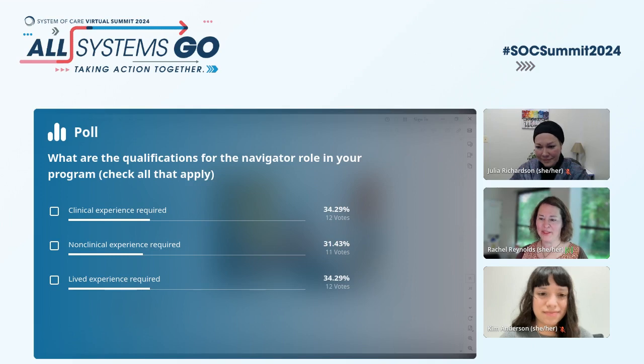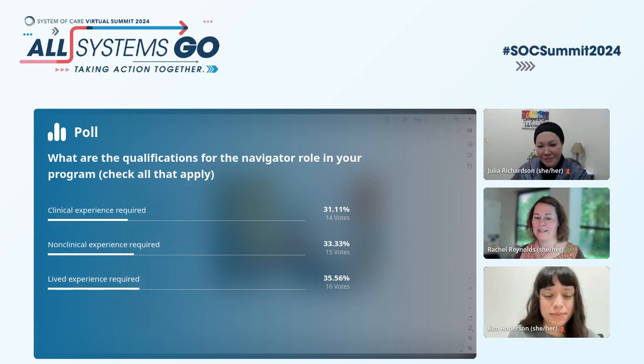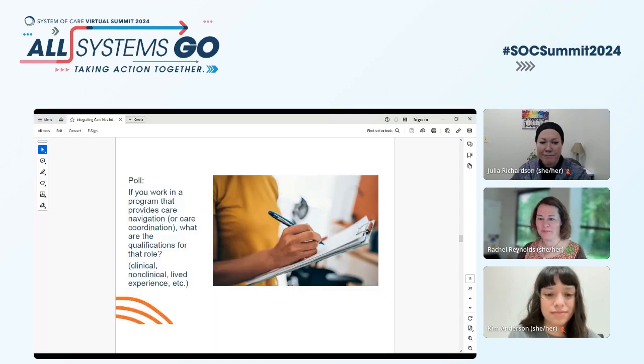And wow, all three areas are kind of running neck and neck. I know it's a check all that apply, but it's almost 30-some percent across the board with everything. So I think that's really exciting how much especially lived experience and non-clinical experience is valued. And I think that leads really well into the next part where we're going to talk a little bit more about the experiences of our navigators and how we've seen this work in our program.